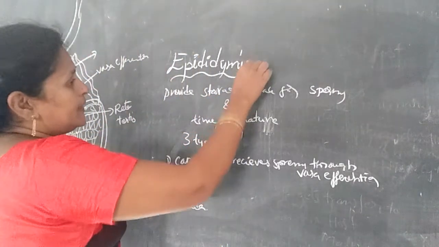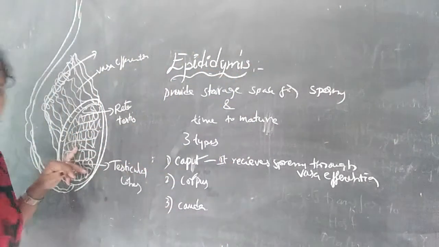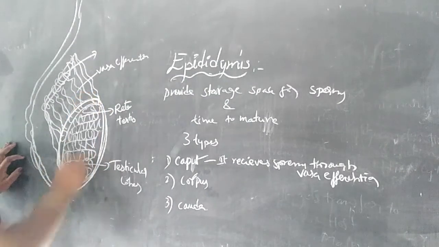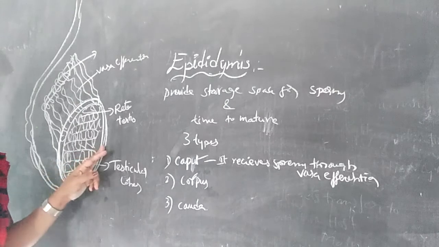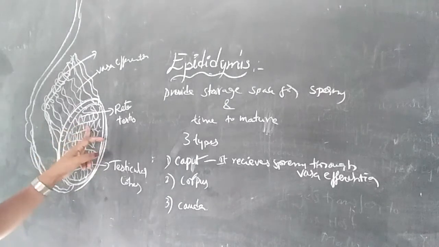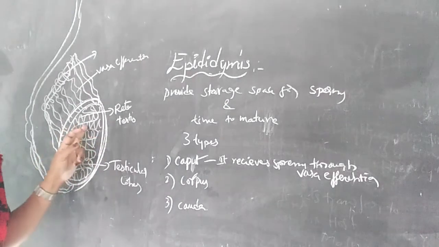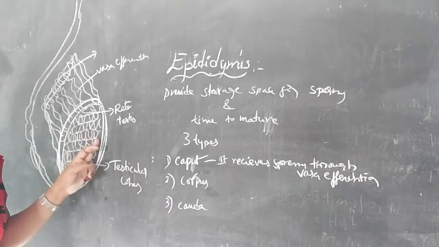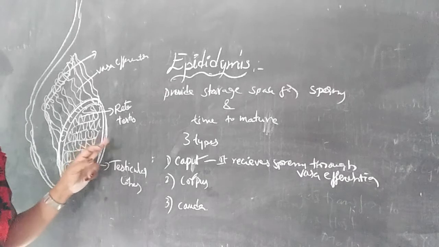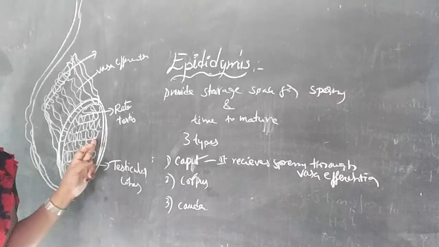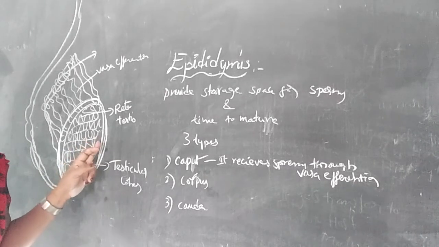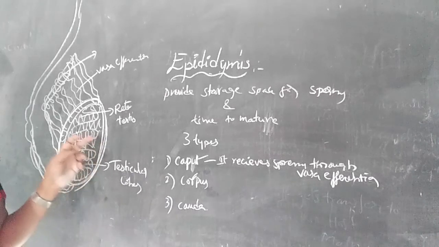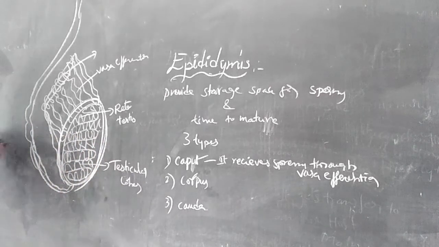So this is the epididymis. See this, this is the testis. The testis is also covered by the tunica layer, which enters the inner surface of the testis and forms lobule-like structures. It contains 250 lobules, and each lobule contains 1 to 3 highly coiled tubules, also called the seminiferous tubules.